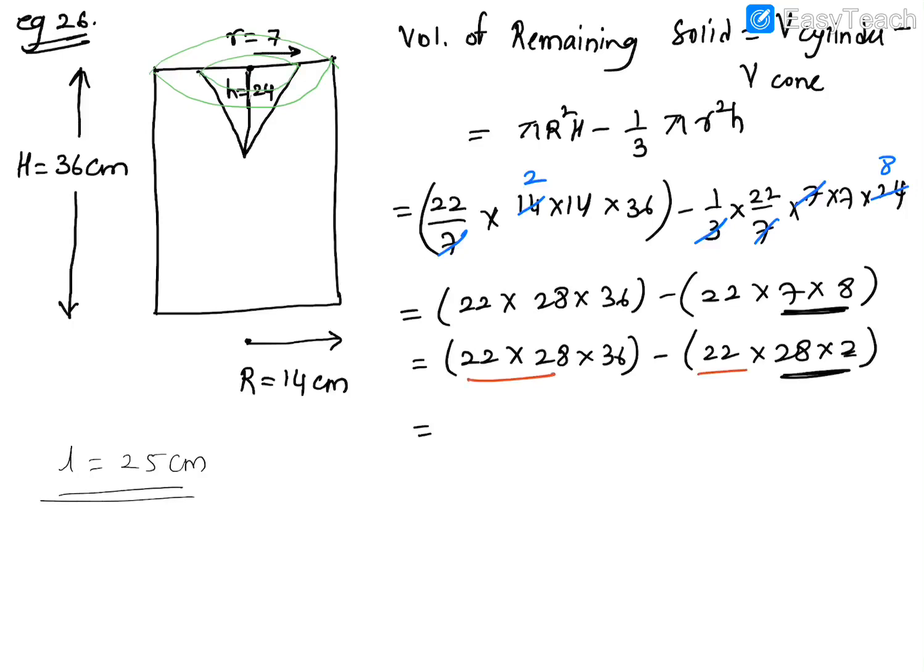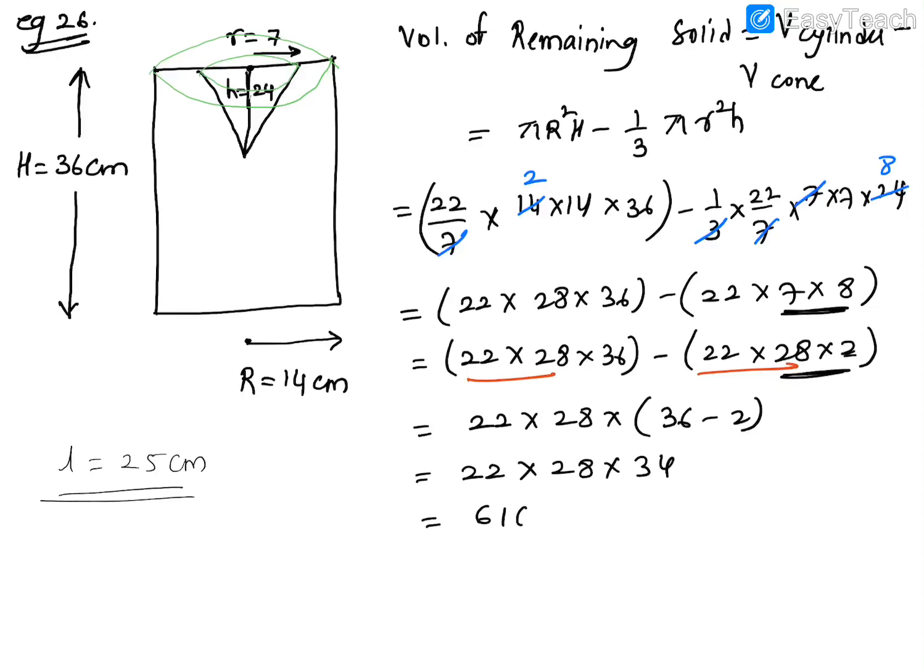Now in both of them, what is common? So 22 into 28 is common in both. Correct? So I'll write 22 into 28 outside the bracket, and in the other bracket 36 minus 2. So 22 into 28 into 34. Now 28 into 22 is 616. So the first two numbers will give you 616 into 34, and then multiply them. So you'll get some big number out here.